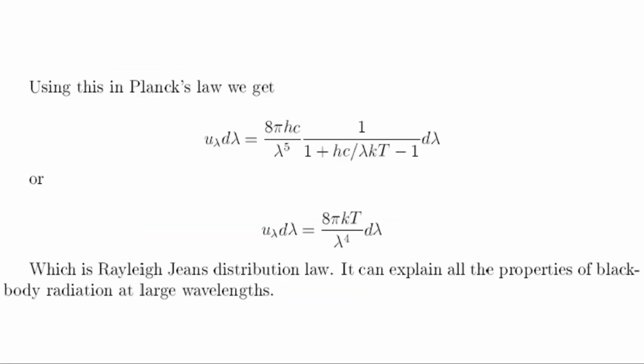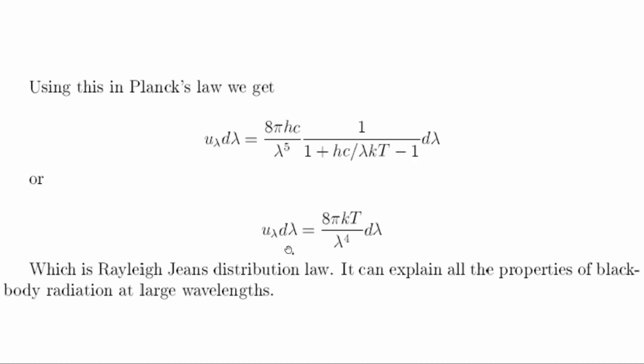If we substitute 1 plus hc by lambda kT in the place of e power hc by lambda kT in the denominator of RHS, we have 1 plus hc by lambda kT minus 1. 1 minus 1 becomes 0. 1 by hc by lambda kT becomes lambda kT by hc. hc gets cancelled. Lambda power 5 and lambda gets cancelled. Lambda power 4 will be left in the denominator.